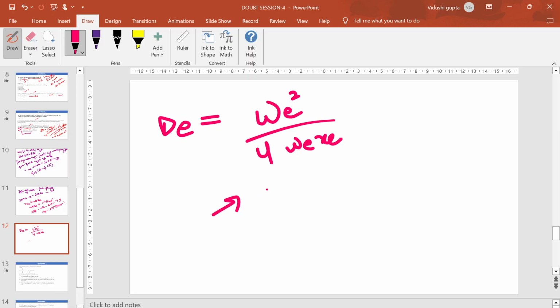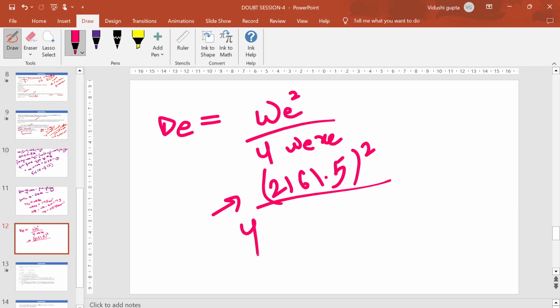Just simply put 2151.5 whole square upon 4 into 11.75. So after solving it, you will get the value of dissociation energy.